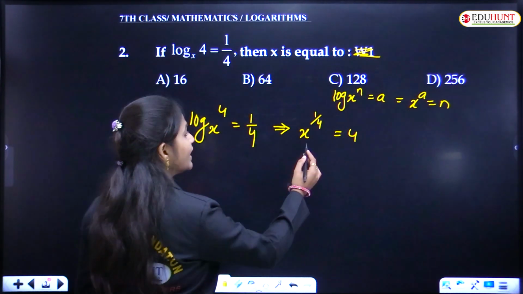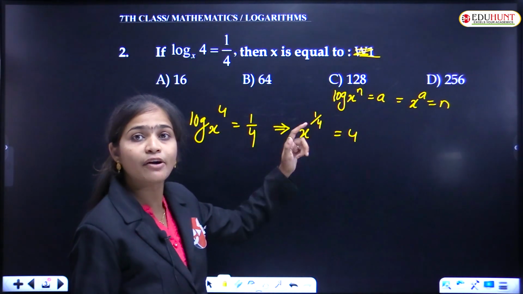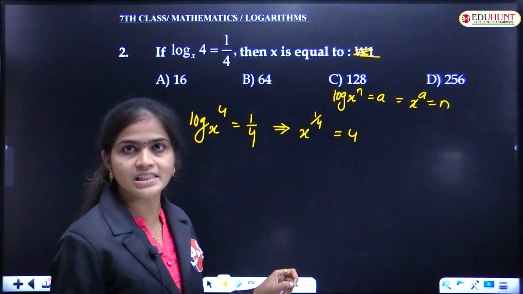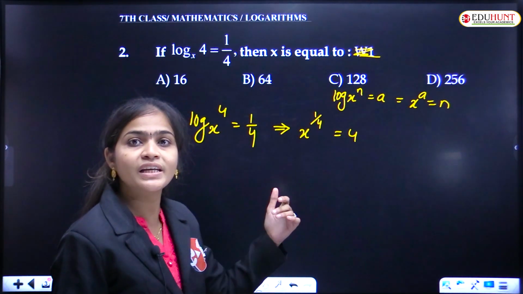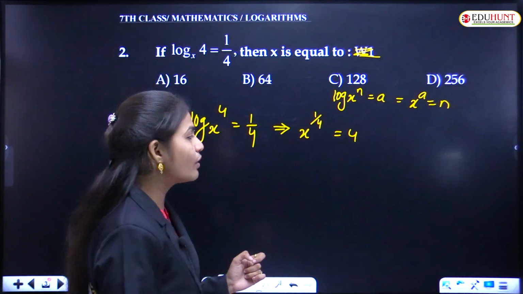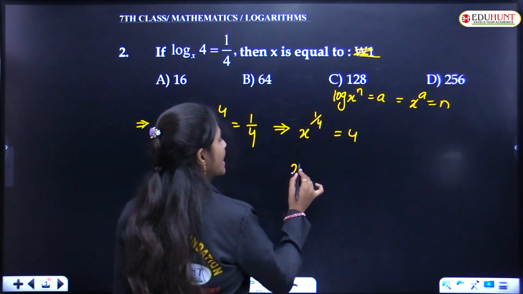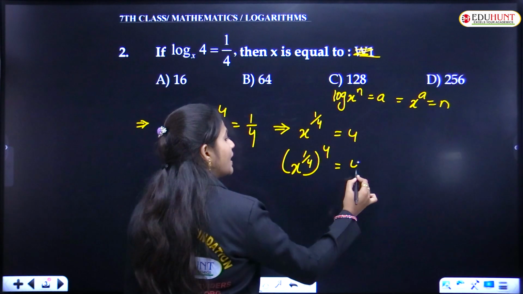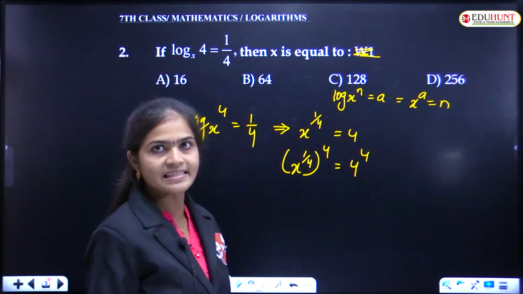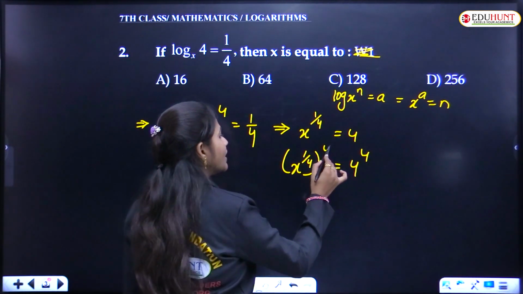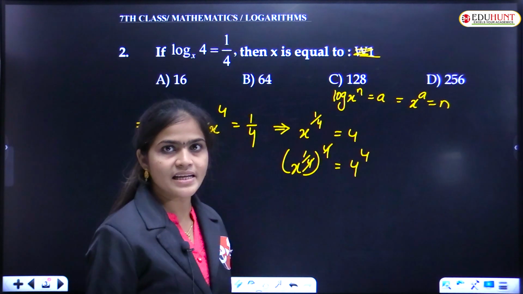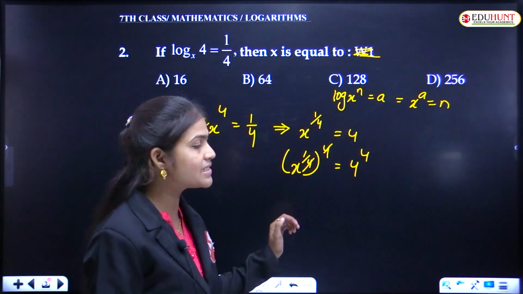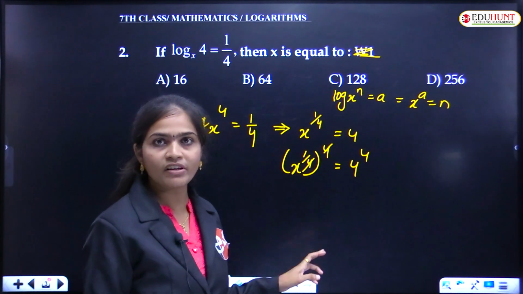Now I want to find only the x value, but here we have x power 1 by 4. So we need to eliminate that 1 by 4. How to eliminate it? Just apply power 4 on both sides. Then 1 by 4 into 4, the numerator and denominator get cancelled. Yes or no? So this is equal to 4 power 4.